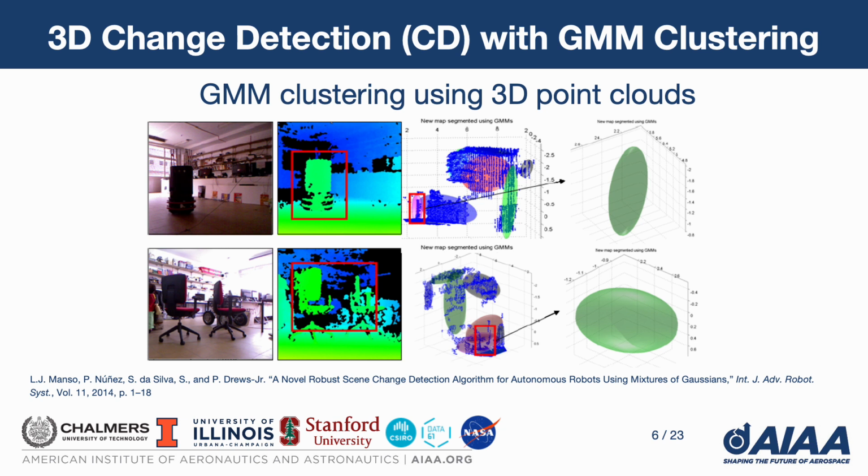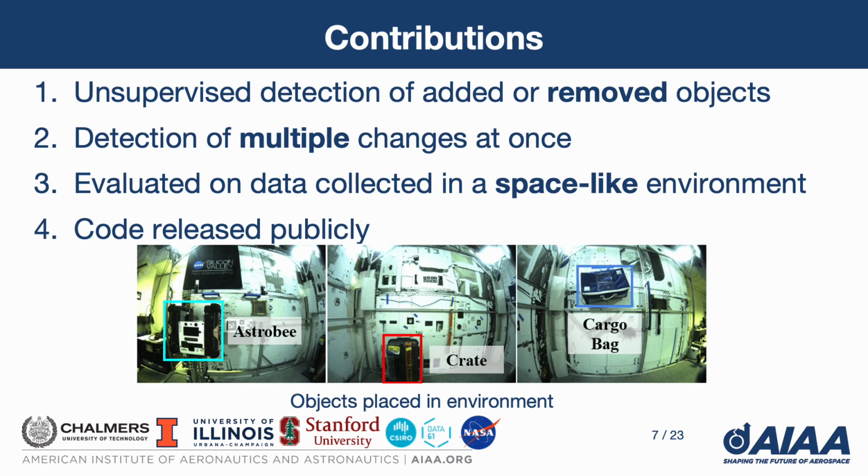A third algorithm uses point clouds of the scene, summarized as Gaussian mixture models, to compare the environment between times to find changes. However, the paper only demonstrates success with single added objects. This SciTech work extends this algorithm. In addition to single added objects, this work can detect both multiple added or removed objects.